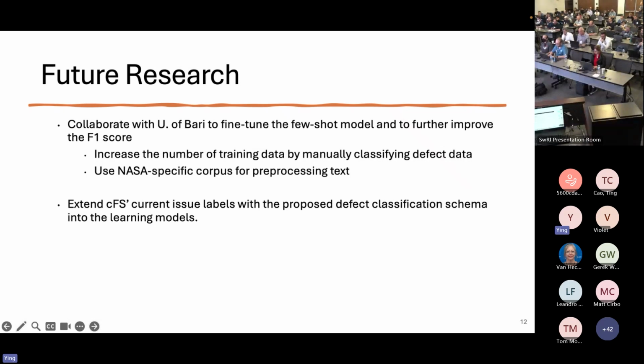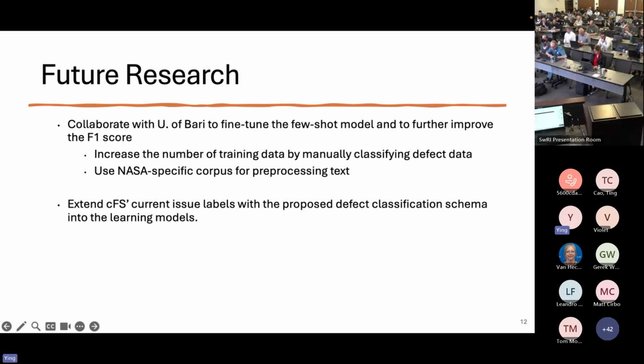We will need to manually classify a few data sets. Also, BERT is pre-trained on generic language text. So if we can include some NASA-specific or space project-specific language in the corpus to pre-train the model, that's probably a way to improve the understanding of the text. Those are the two approaches we're working on as next steps.